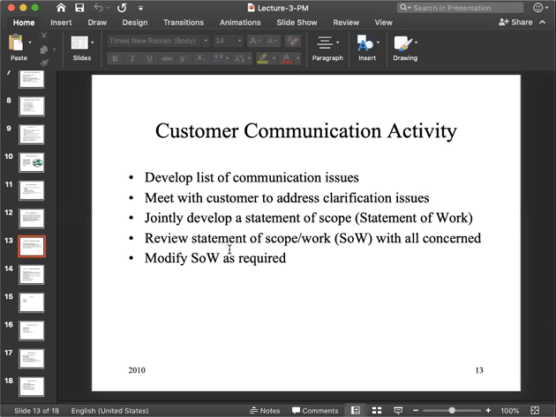We have already read about several communication processes, but if you want to communicate with the customer, you need to do more tasks: first you make a list, then you meet the customer and clarify that list, then you jointly develop a statement of work, review that, and if you want to modify or update it, you can do it, and you will agree on these things. Okay, so this is called the customer communication activity. This is the thing you have to do when you are dealing with a customer.